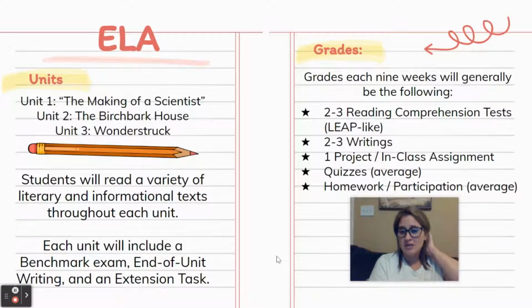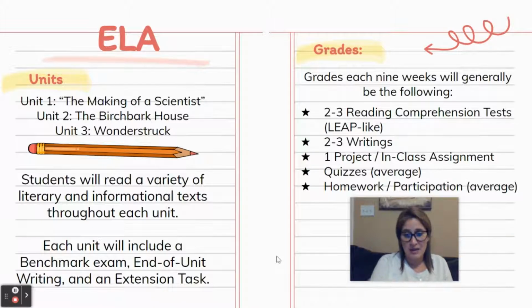So over here on the other side of the screen, I've gone through what those different grades would be, and I want to run through those very quickly. The reading comprehension tests and the writings will be the bulk of where our grades will come from. So to start, I would like to give 2 to 3 reading comprehension tests. I would always shoot for 3 of those. I have in parentheses that those will be LEAP-like.